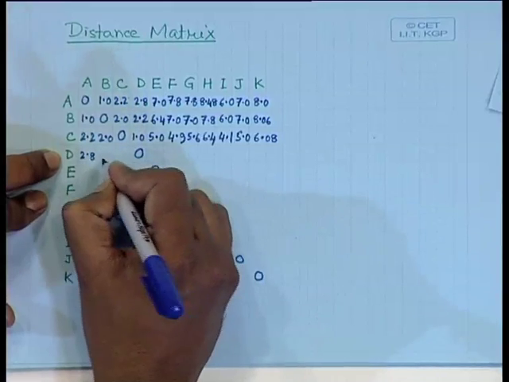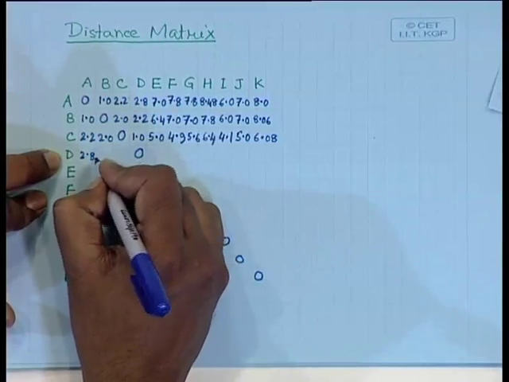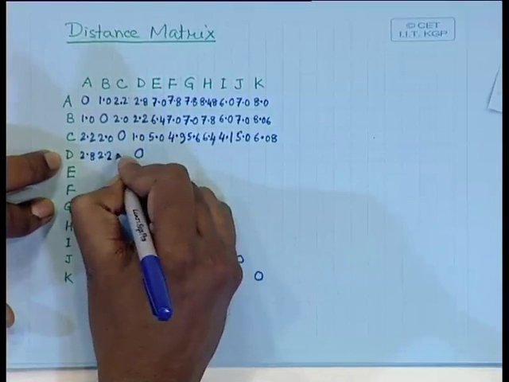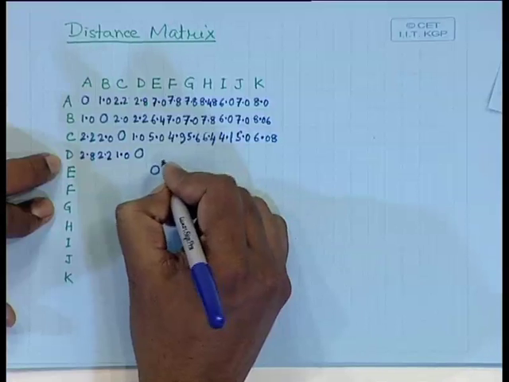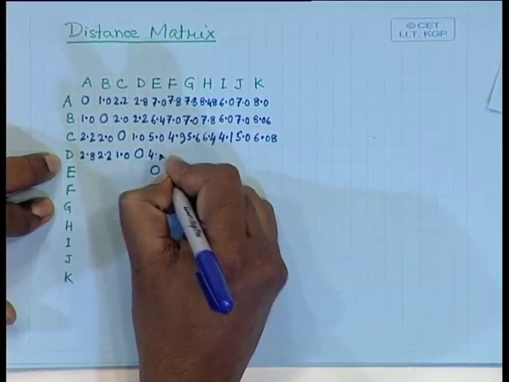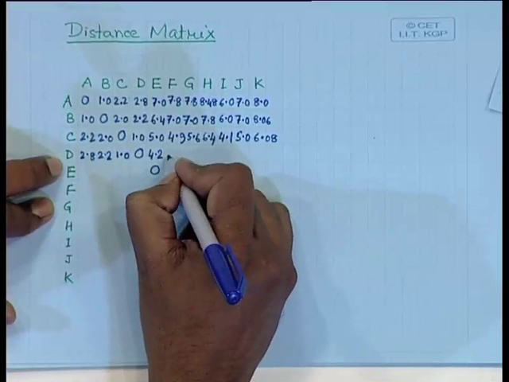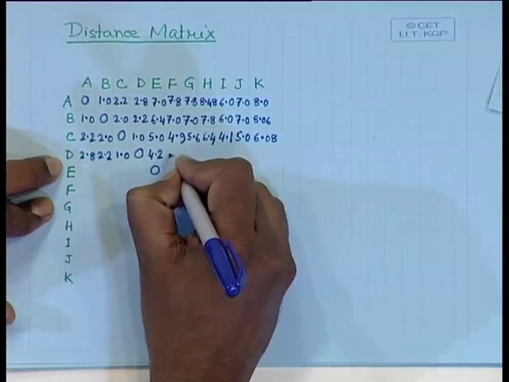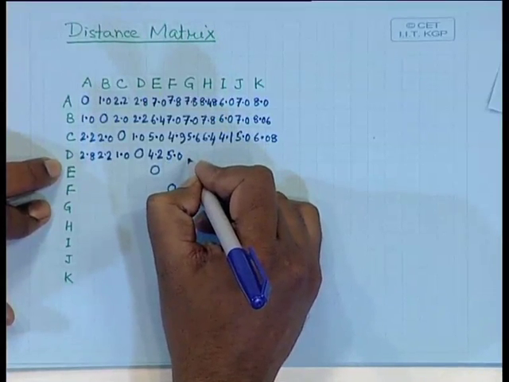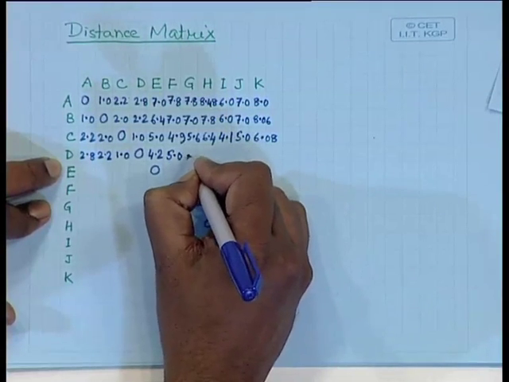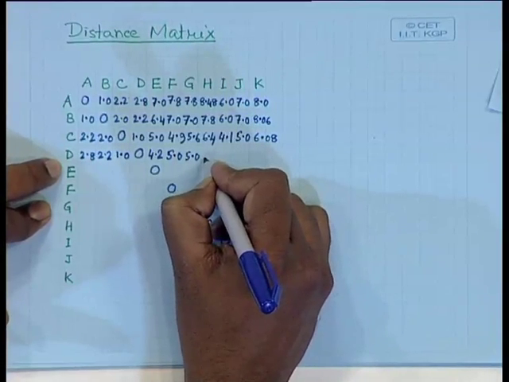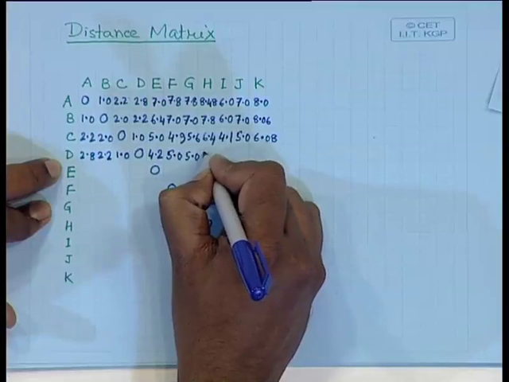2.8, then comes 2.2, actually 2.23, then 1.0, then D and E, it is 4.2. D and F, this will be 5.0. Then D and G, again it will be 5.0. Between D and H, the distance will be 5.6.